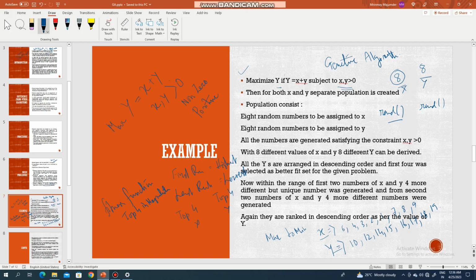If our aim was to minimize y, then we would have selected the lowest 4 numbers of x and y. If arranged in descending order, we could have selected the lowest 4 numbers of x and 4 numbers of y, which will give us the minimum value of y. But now our problem is to maximize, so we are only taking the top. So the fitness function in this case is top 4. That means the larger the magnitude, the greater the selection.